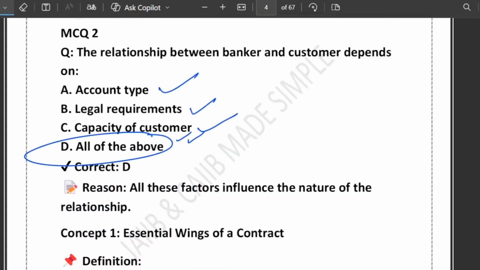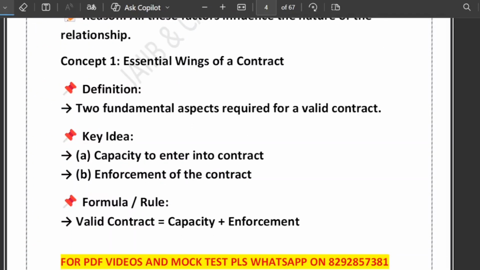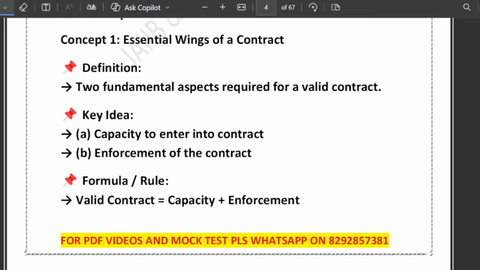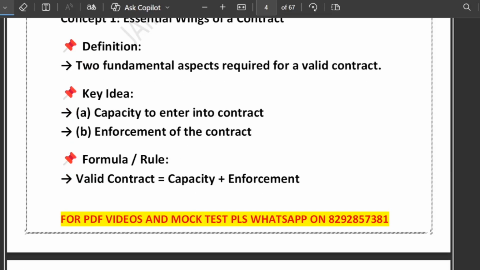Now friends, let's switch our focus to the next concept. Let's shift to the contract, essential wings of a contract. Ever wondered what makes a contract valid? We will break down the 2 essential wings of a contract and the legal capacity under the Indian Contract Act. So the first point is the definition. These are the 2 fundamental aspects which are required for a valid contract.